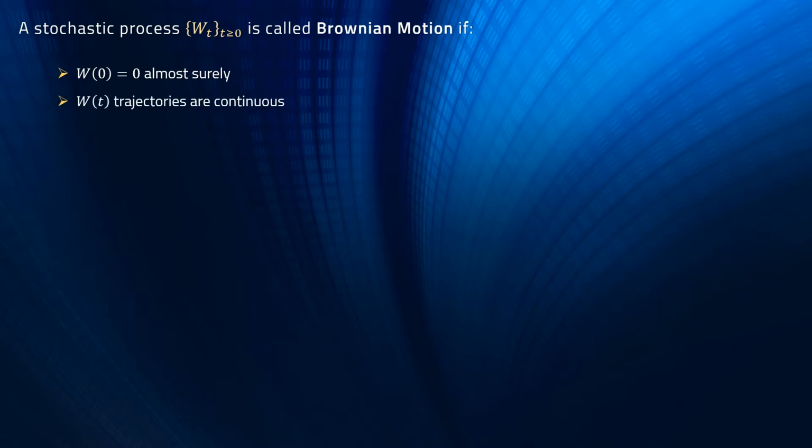Second property, Wt trajectories must be continuous in time, which means essentially we do not have any discontinuity. I don't know if you are familiar with the concept of continuous functions, but I imagine that if you are watching this video, you do. Put very shortly, in a mathematical sense, a function is continuous if you can take a pen and draw a curve on a piece of paper without removing the pen from the paper. So we do not have jumps or discontinuities.